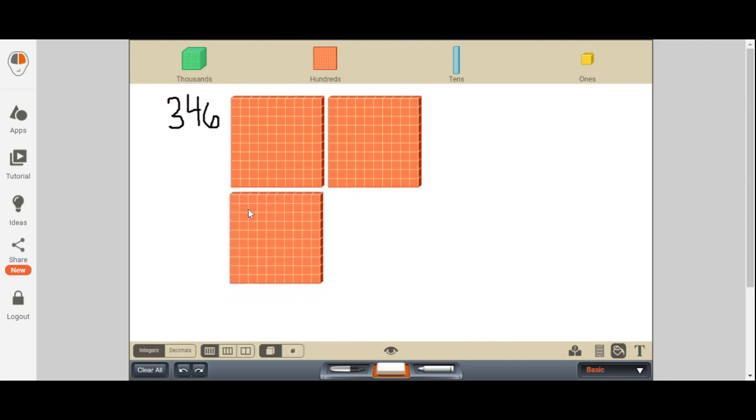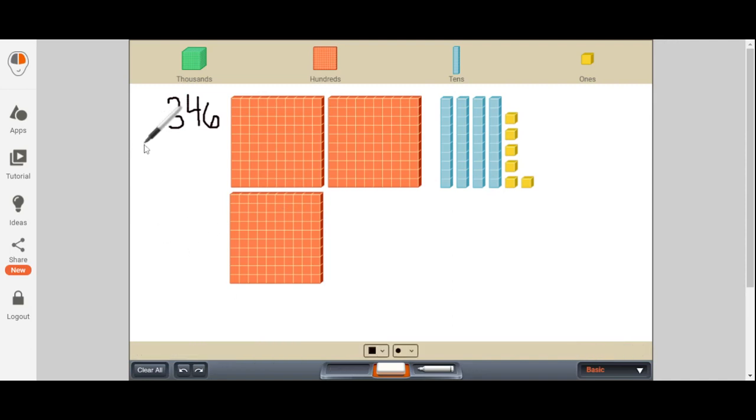Okay, so there's my 300. And then we need 4 tens for 40, 10, 20, 30, 40, and 6 ones. 1, 2, 3, 4, 5, 6. Okay, so I've got my picture. This picture represents 346. We just finished working on this, so you should be very familiar with this.